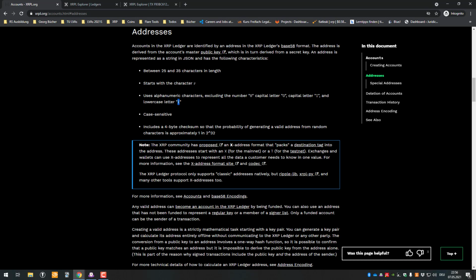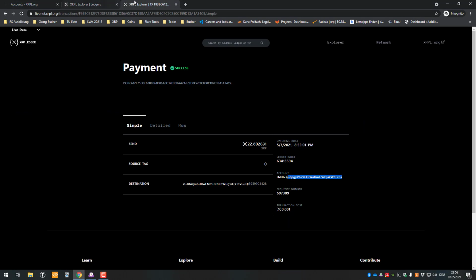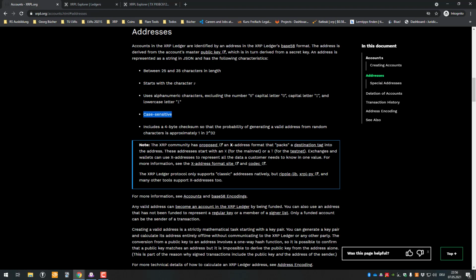Obviously this is done so there are no mistakes, because you can mistake the 0 and the O, and also mistake the I and the L. That's a common problem with monospace fonts. Another important part: it's case sensitive, so it does matter whether we write some of the letters, here R or Y or U, uppercase or lowercase. And it also has a 4-byte checksum.